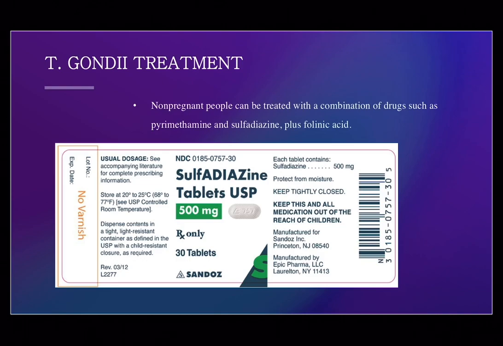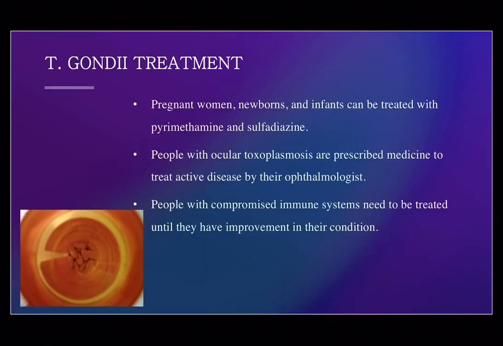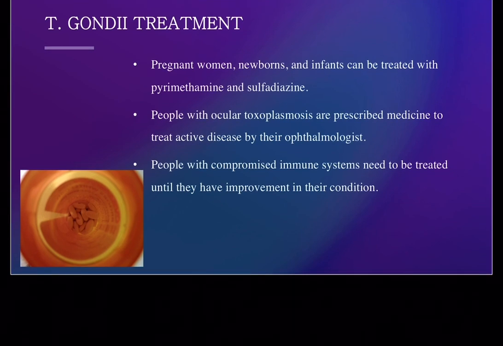T. gondii treatment for non-pregnant people can be treated with a combination of drugs, such as pyrimethamine and sulfadiazine, plus folinic acid. As you can see, sulfadiazine can be tablets. T. gondii's treatment for pregnant women is the same as non-pregnant women. However, the parasite is not eliminated completely. The parasite can remain within tissue cells in a less active phase, where their location makes it difficult for the medication to completely eliminate them.